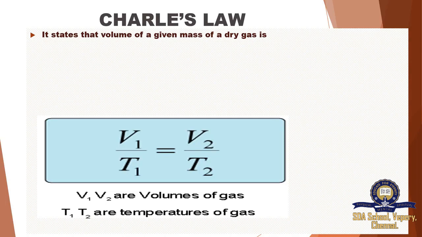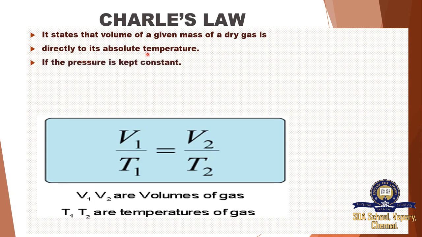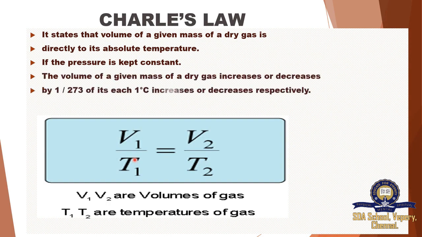Charles' law states that the volume of a given mass of a dry gas is directly proportional to its absolute temperature. See here, the formula becomes V1 by T1. So it's a direct proportion of temperature. When the temperature increases, obviously the volume also increases. When the temperature decreases, the volume also decreases.